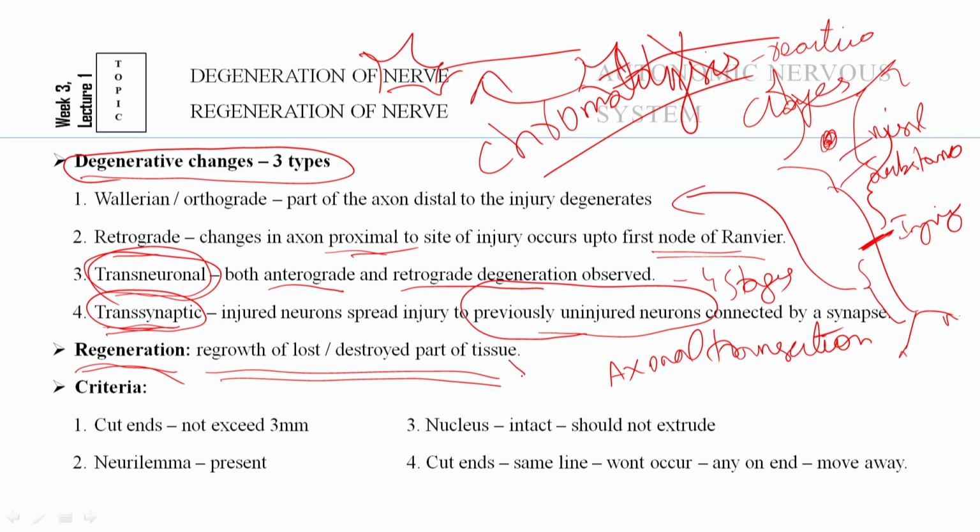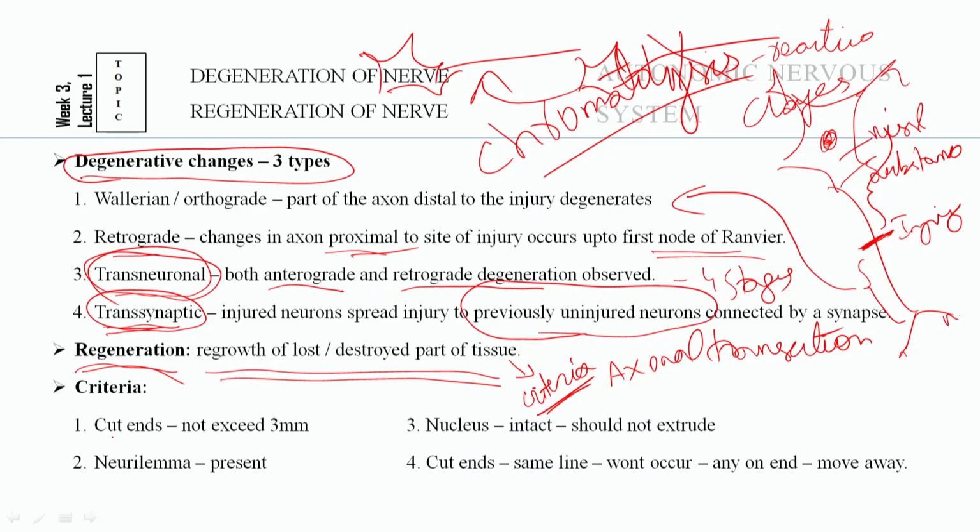Now for regeneration to occur, there are some important criteria. Remember that if the neuron doesn't satisfy these criteria, then there is absolutely no possibility of neuronal regeneration taking place. The first important criterion is that the gap between the cut ends of the axon or nerve fiber should not exceed 3 millimeters in size. If it extends beyond 3 millimeters, then the possibility of regeneration is low or nil.